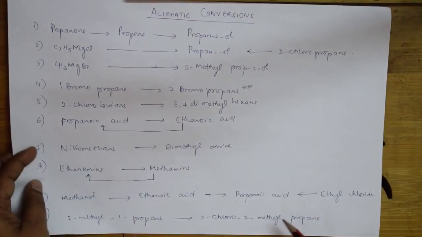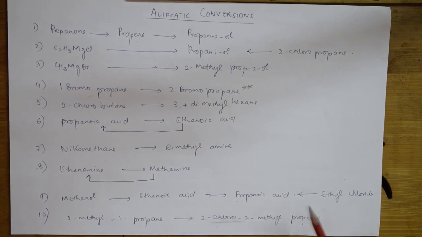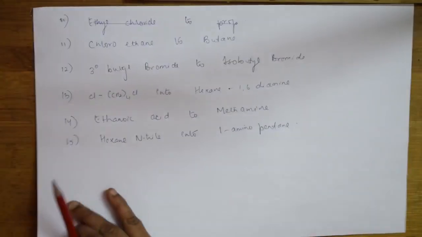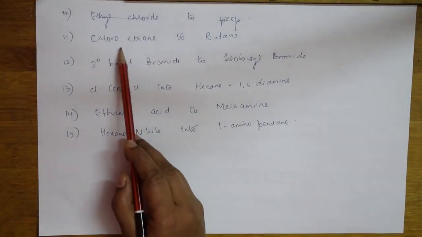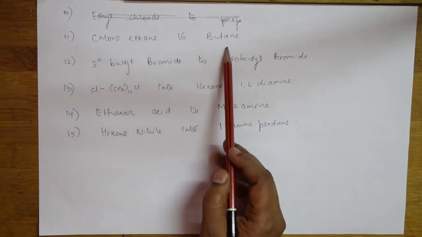Okay, done. Right. And now next important thing, 2-methylpropene to 2-chloro-2-methylpropane, introducing the chloro group into this straight chain. That also I'll show you. After that, in the 11th reaction, I have chloro. This is nothing, I've just typed it off. Okay. 11th one, chloroethane to butane.